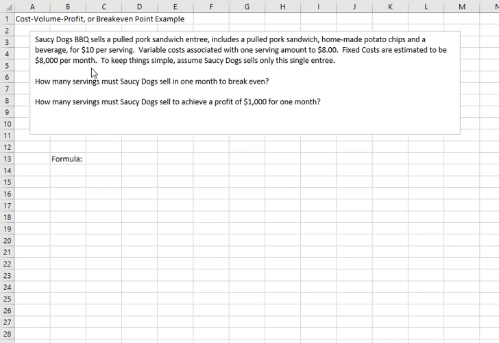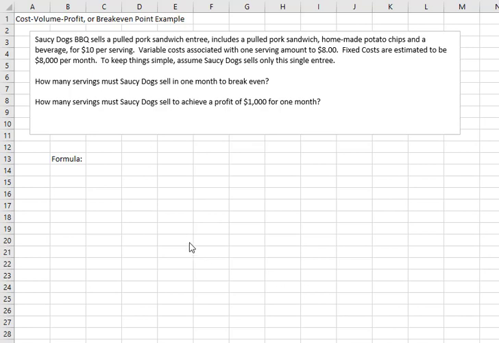Saucy Dog's Barbecue sells a pulled pork sandwich entree, which includes a pulled pork sandwich, homemade potato chips, and a beverage for $10 per serving. Variable costs associated with one serving amount to $8. Fixed costs are estimated to be $8,000 per month. To keep things simple, assume Saucy Dogs sells only this single entree.